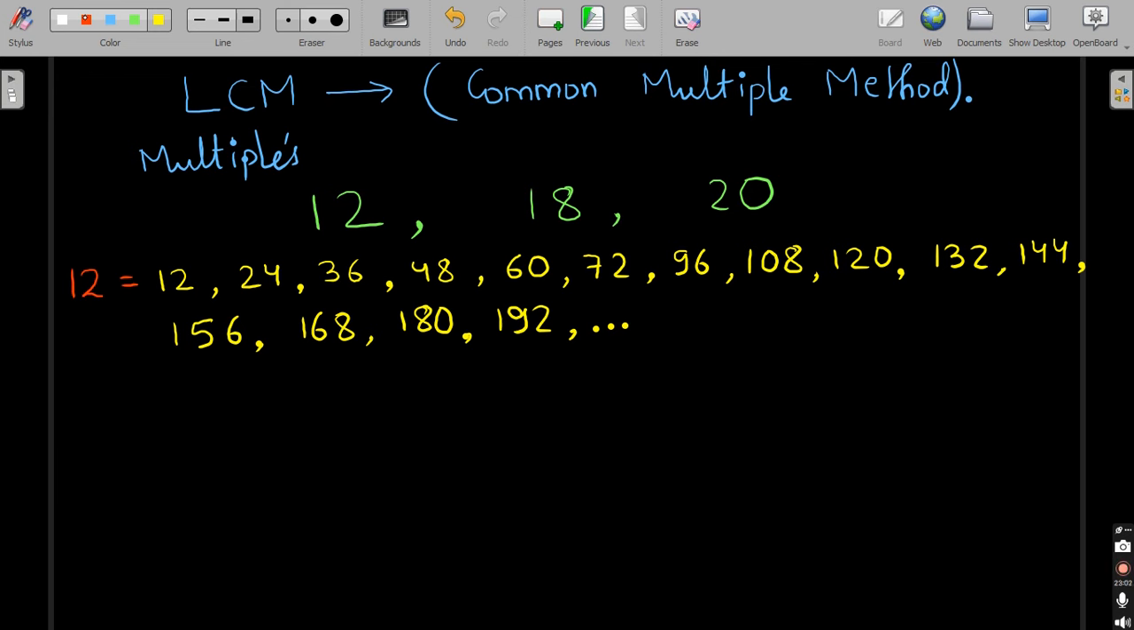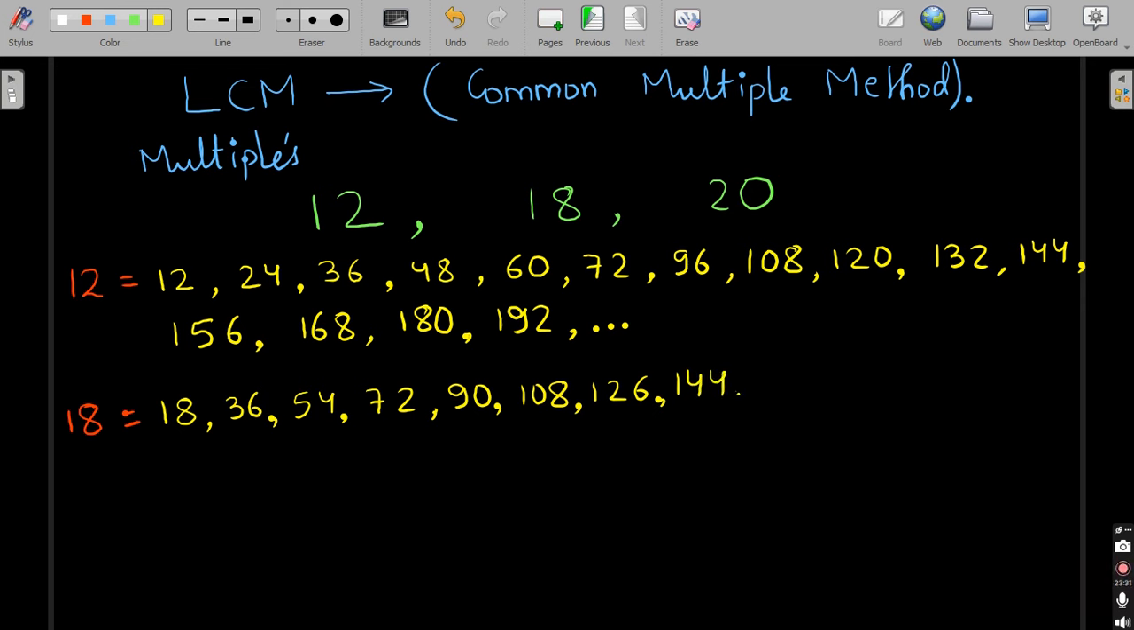Similarly, I need to find the multiples for 18 also. So let us start with 18. The same calculation: 18 ones are 18, 18 twos are 36, 18 threes are 54, 18 fours are 72, 18 fives are 90, 18 sixes are 108, 18 sevens are 126. After that 144, 162, 180, 198, 216, and so on. It will carry on.